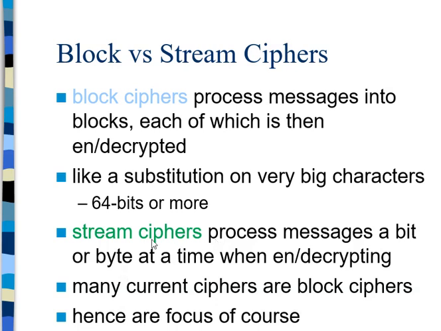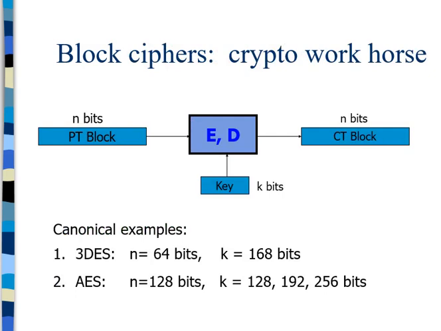And a stream cipher works on a bit or byte of the message at a time. Hence, it processes it as a stream, not as blocks. We will describe both of them. Anyway, in block ciphers, as we described, we have some blocks for encryption and decryption as well.